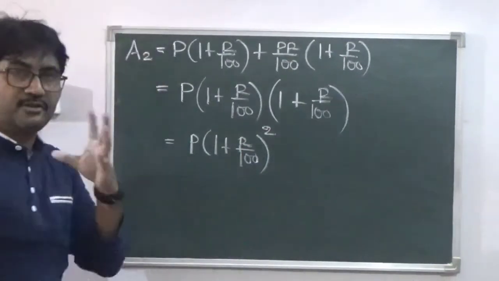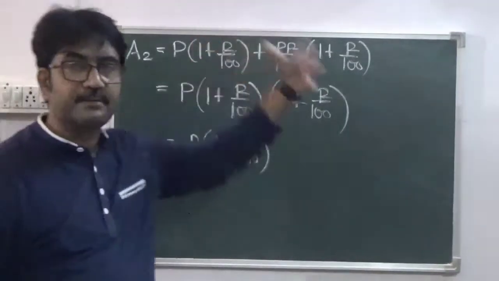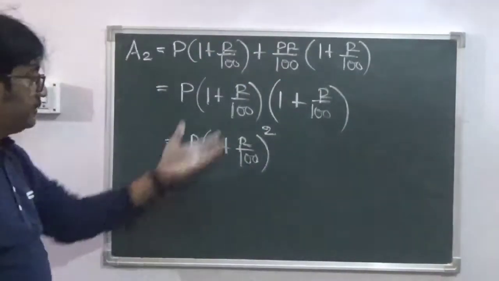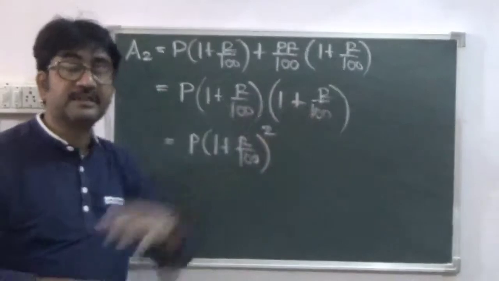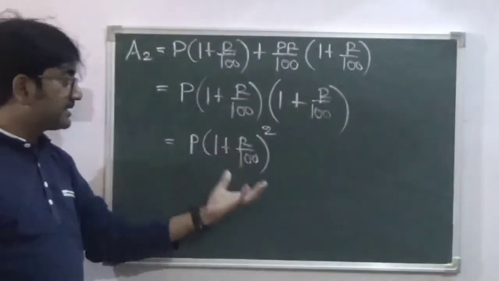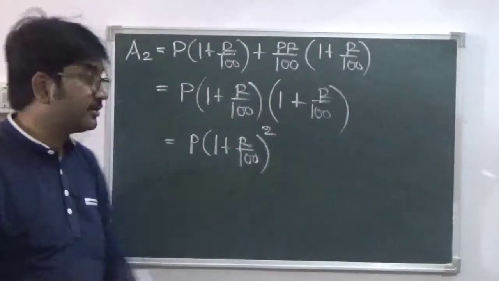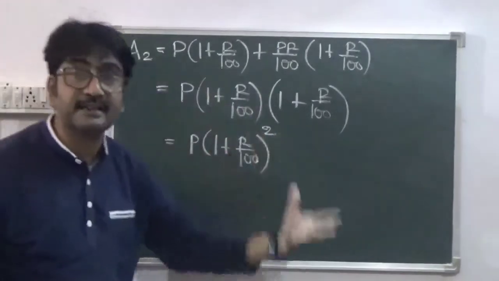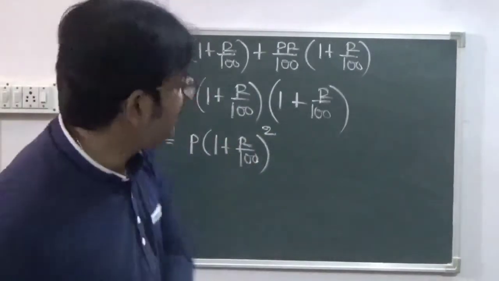So for the first year the amount was P into 1 plus R by 100. For the second year it is P into 1 plus R by 100 power 2. For the third year it will be P into 1 plus R by 100 to the power 3. For the fourth year it will be P into 1 plus R by 100 to the power 4, like this. So what will it be after N years?